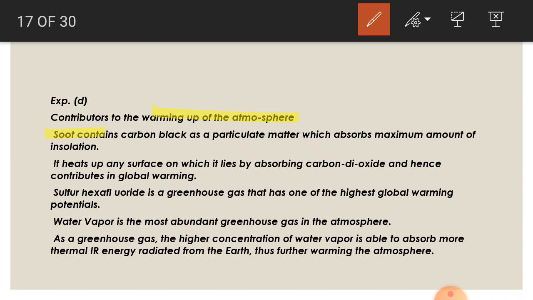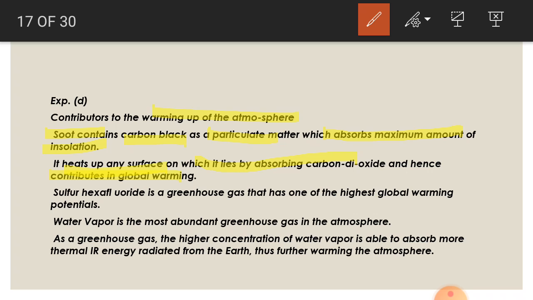First of all, soot. It has black carbon particulate matter, and what it does is absorb the maximum amount of solar radiation, insolation. It heats up any surface. So the soot is on the surface of any object, and it will heat up the surface it lies on. It will contribute to global warming. So we can see that soot has a global warming potential because it absorbs the solar radiations and heats up the environment.